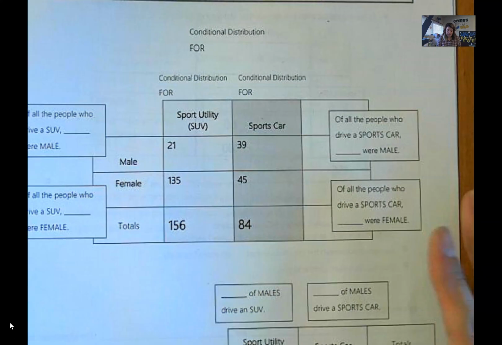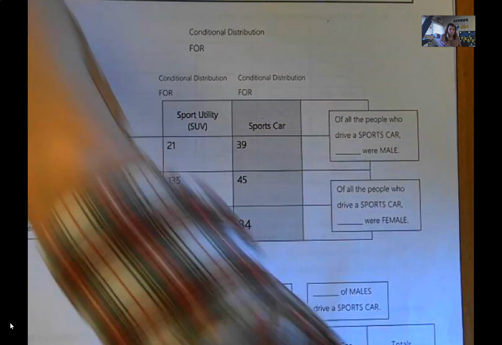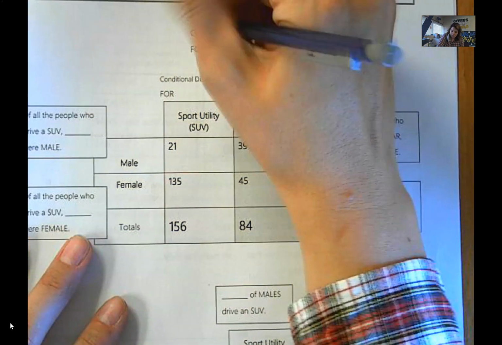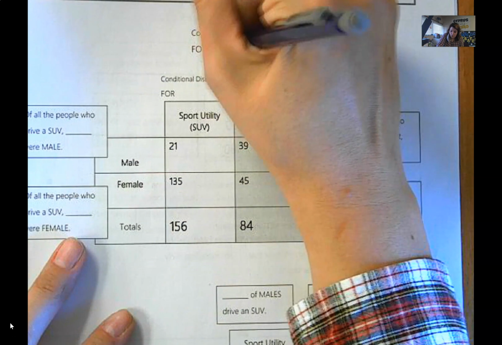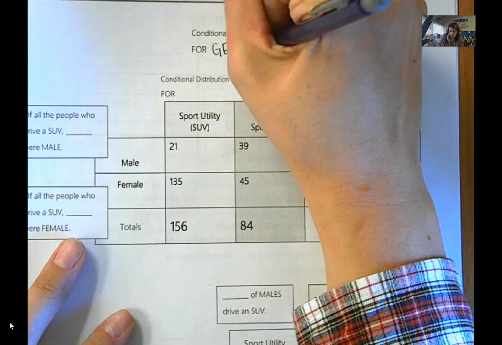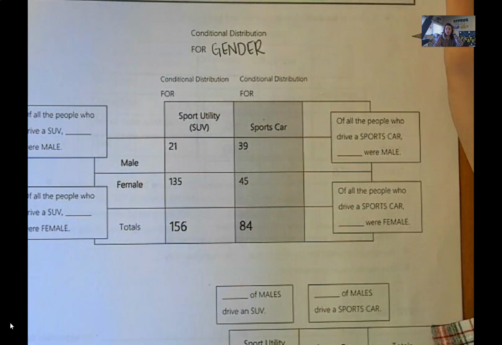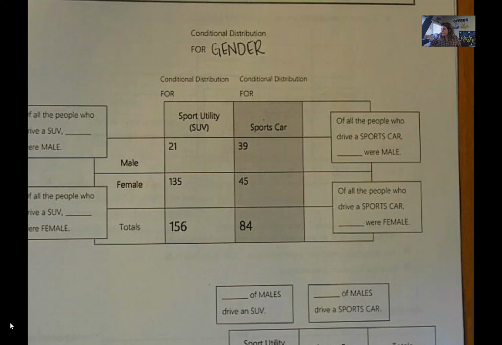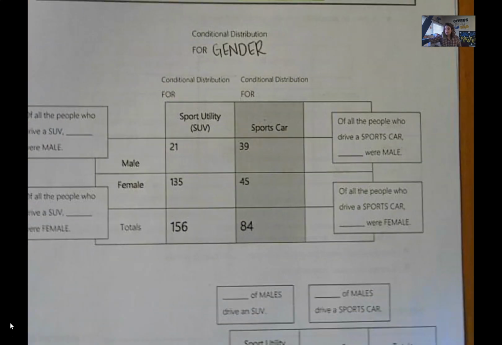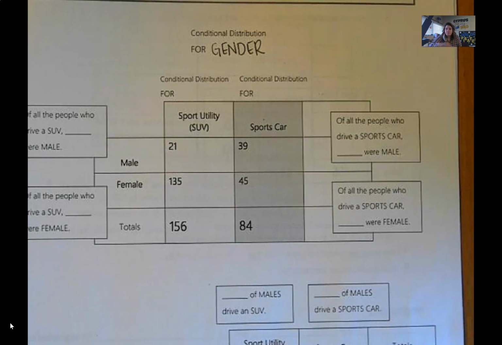So let's go in and look at the different kinds of conditional distributions we can find. So this top one, the one that I have highlighted here, is the conditional distribution for gender. So if I am asked to find the conditional distribution for gender, they want me to do both genders.